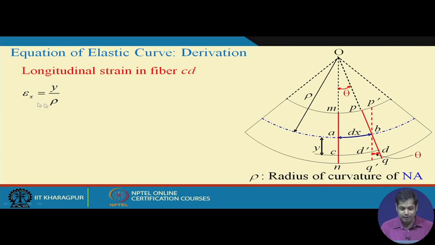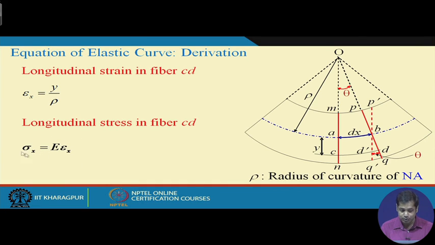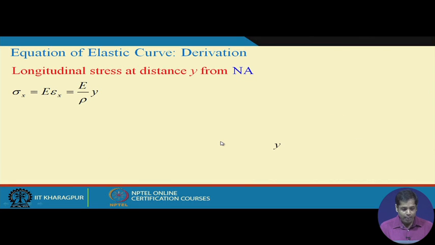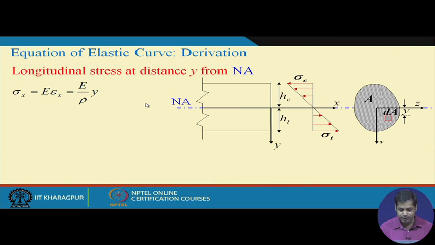Now, the longitudinal strain in the fiber is this. What would be the longitudinal stress in the fiber? This is Hooke's law, that stress is equal to Young's modulus into strain. So if we substitute epsilon x, then stress is equal to this. Again, the same observation for stress: stress is linearly varying across the depth, and at y equal to 0, at the neutral axis, stress is 0. It remains neutral. Now we have the longitudinal stress as this.